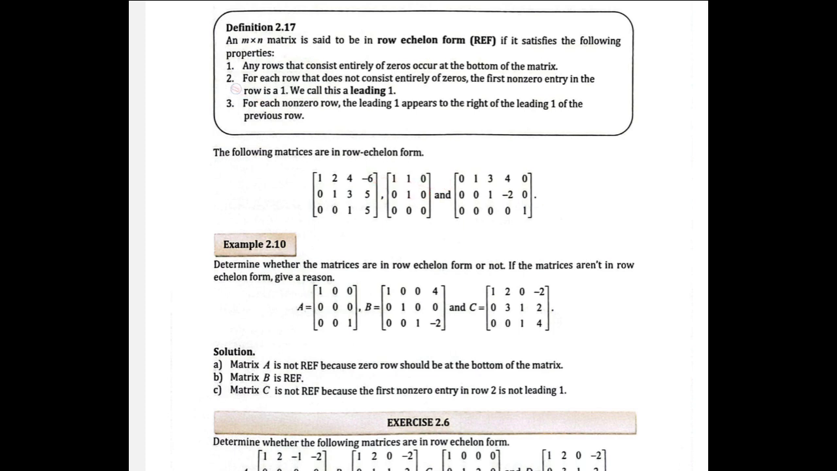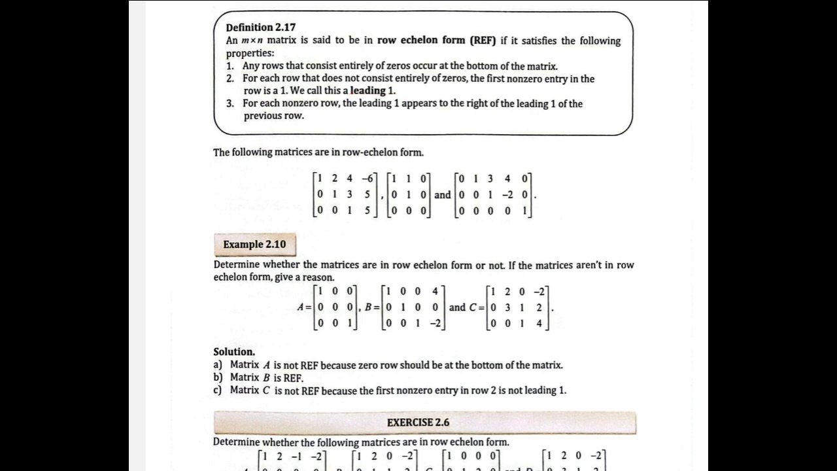For the second one, for each row that does not contain entirely 0, the first non-zero value should be 1. For this one, it is 0, so it doesn't matter. But for those containing a non-zero, like this one, it has 3, 5. The leading value should be 1. It will start with 1 at that particular row, and we call it the leading one.